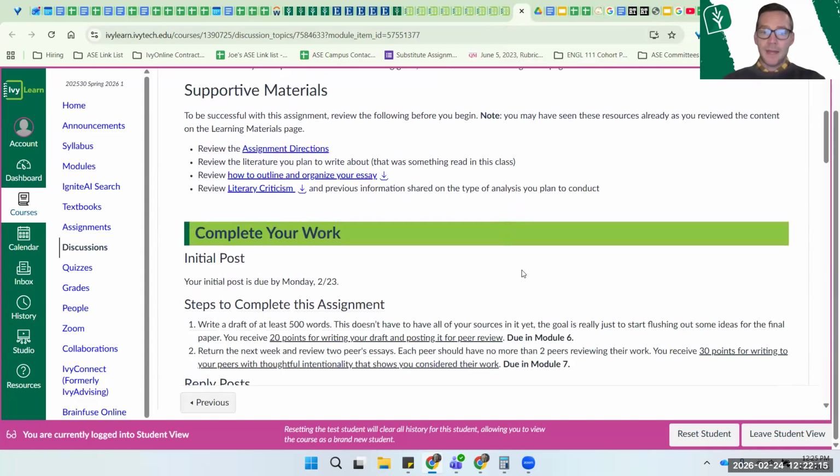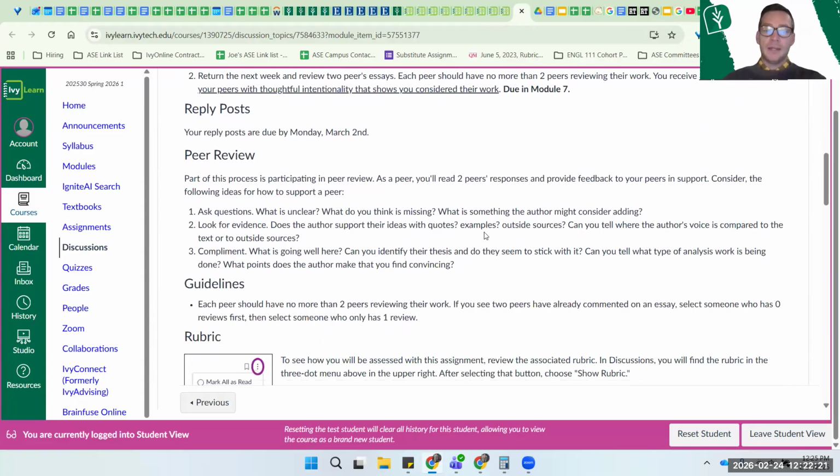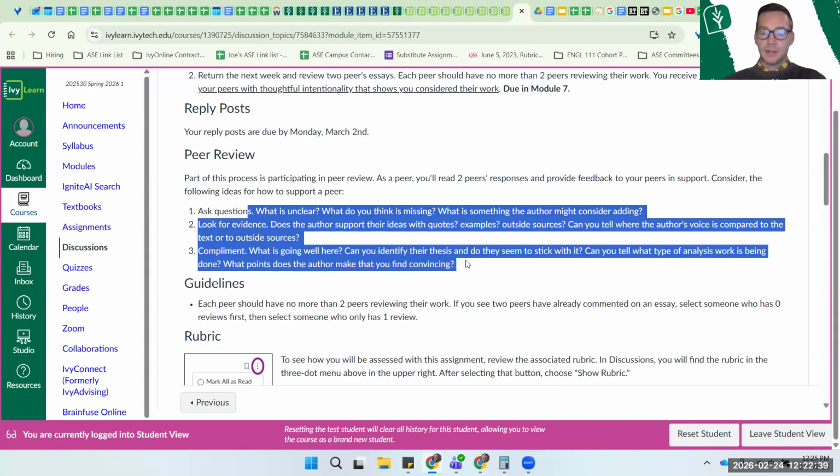So remember that when it comes to peer review, which will be due, the reply post due next Monday, you're looking at two peer essay drafts from your peers. And if for some reason someone shared something that you can't access, please let them know by replying to their post. And then you have some questions here to help you move through that response.